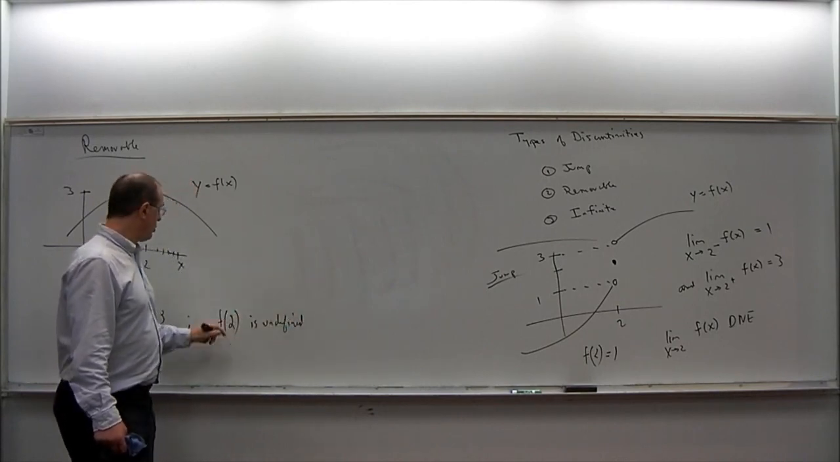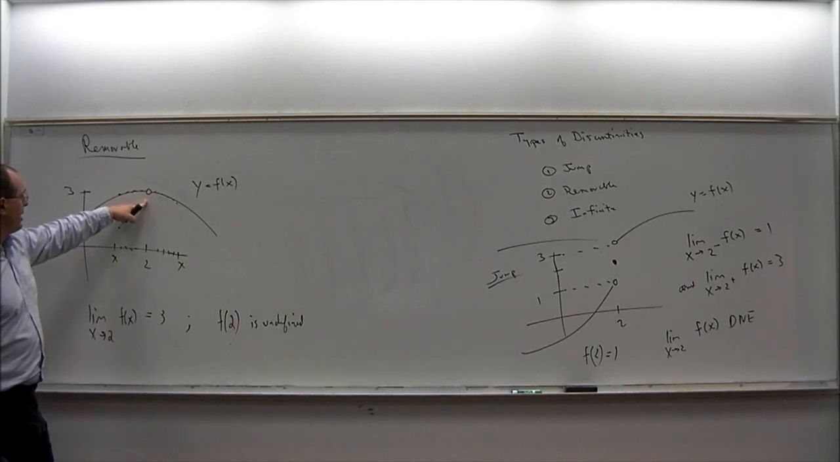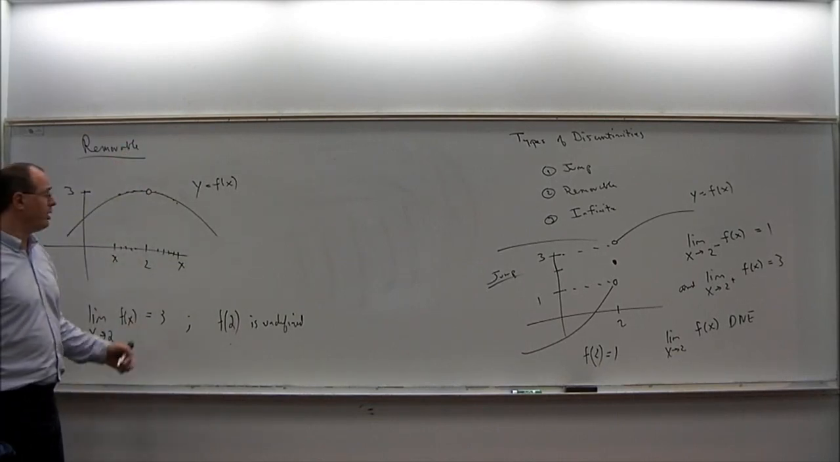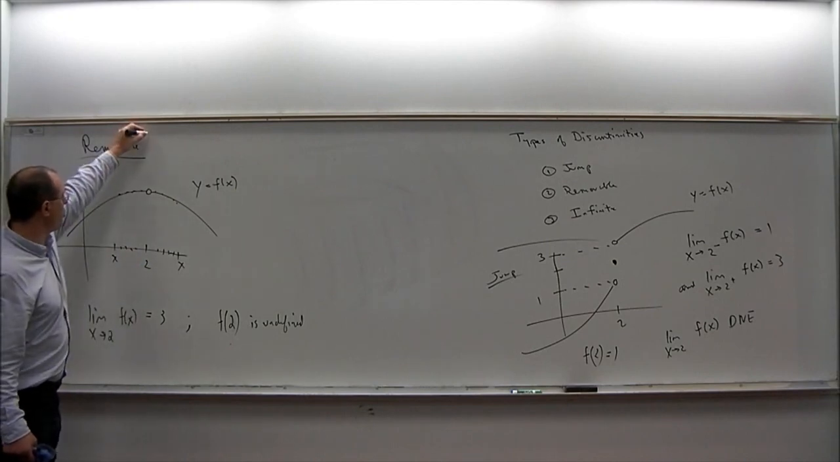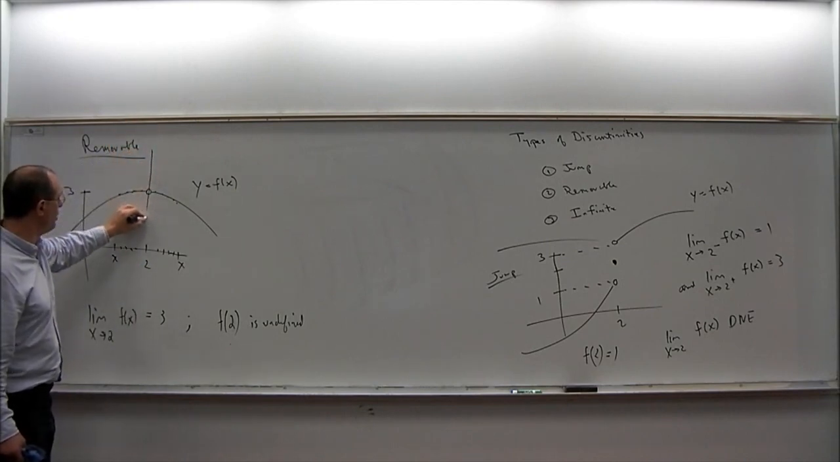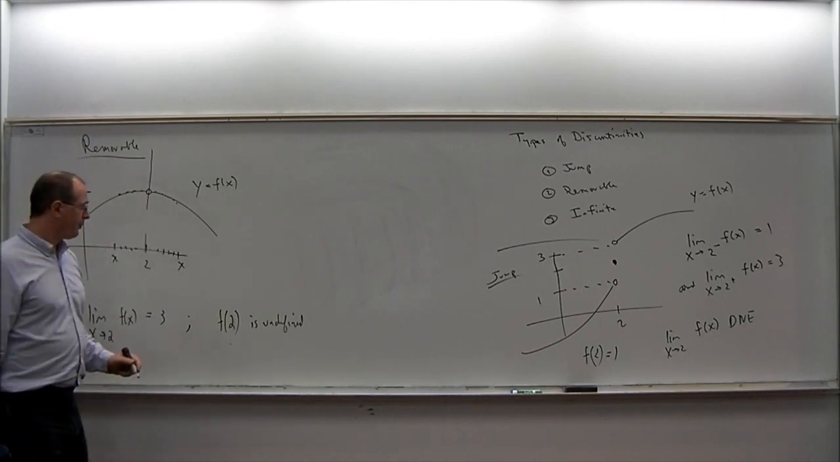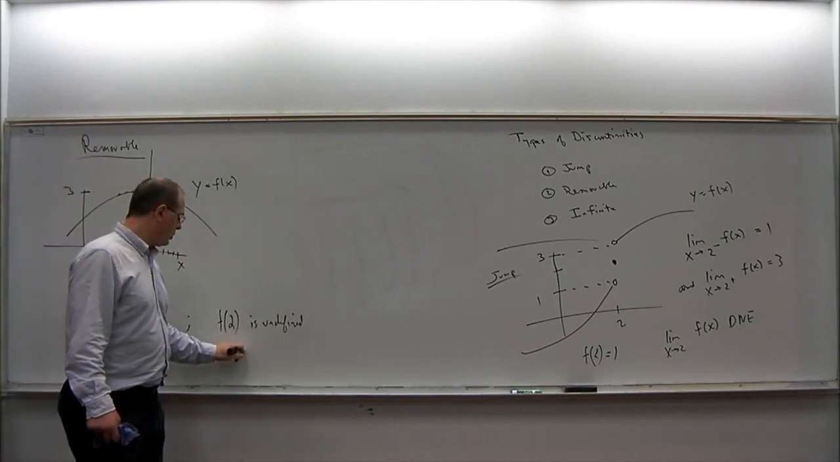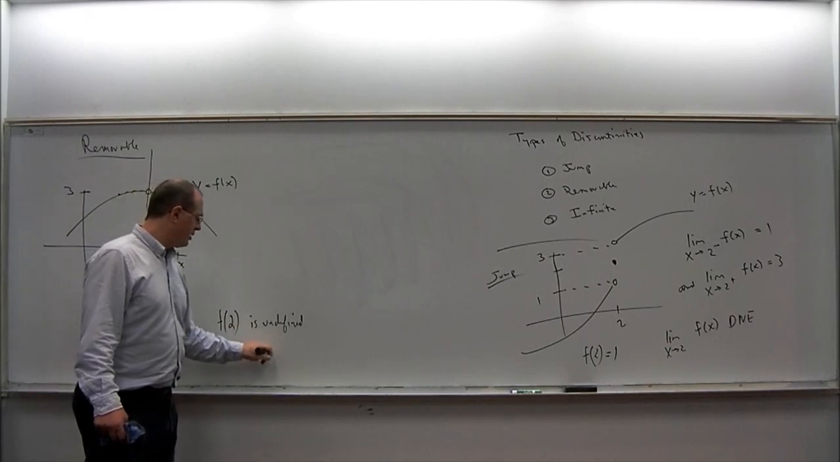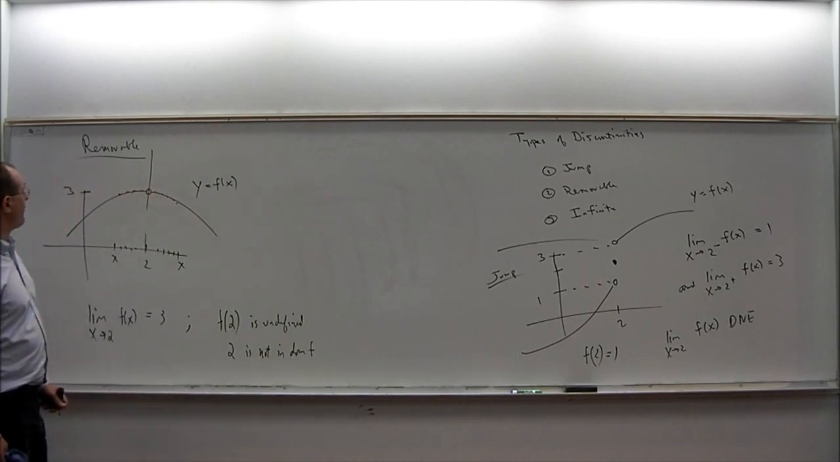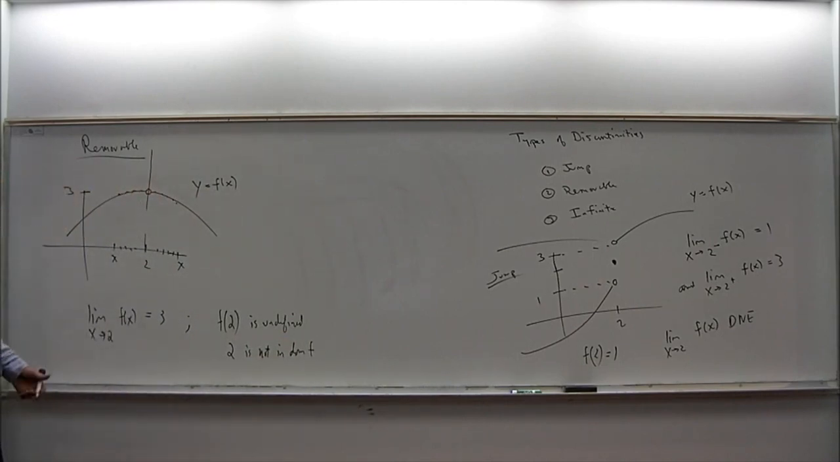So in other words, at 2 there's an open circle there, and there is no point on the curve corresponding to x equals 2. If you were to draw the vertical line x equals 2, it does not intersect the curve anywhere. So f of 2 is undefined. 2 is not in the domain of the function, and so therefore the function is not continuous at x equals 2.